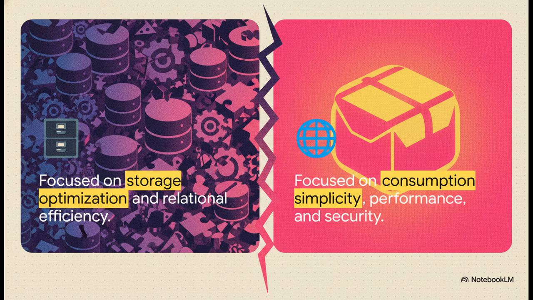But then we shift gears completely. On the other side, we have the API, representing the presentation layer. Its core objective is consumption simplicity. It prioritizes performance and security. The API doesn't care at all about storage efficiency. It just wants to deliver a neat, consolidated package of data so the client app doesn't have to do any heavy lifting. We're dealing with a profound comparative duality here.